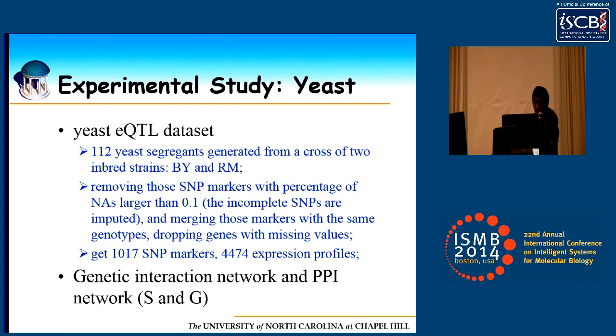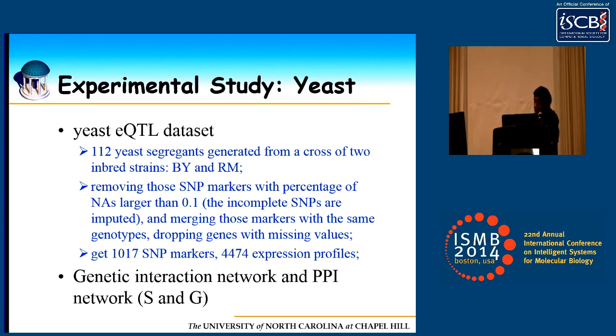We also evaluate the methods using real data. Here we choose to use the yeast eQTL dataset. After the pre-processing, we obtain about 1,000 SNP markers and around 4,000 gene expression profiles. And we use the genetic interaction network and the PPI network as S and G, respectively. And we use cis and trans enrichment for evaluation.